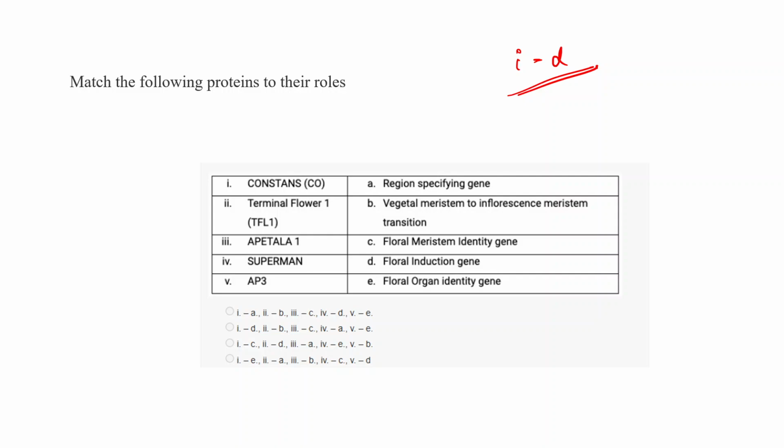So which option does it go with? It goes with option number A, which is region specifying gene. And the last one is AP3, which is Apetala 3. So Apetala 3, obviously the last which is left is option number E, which is floral organ identity gene. Okay.